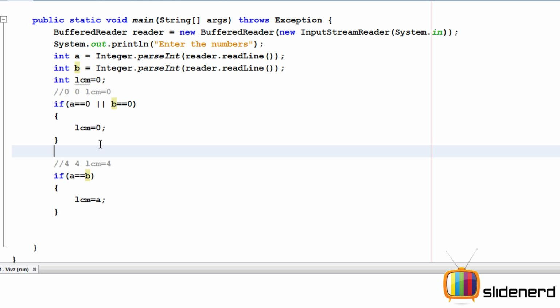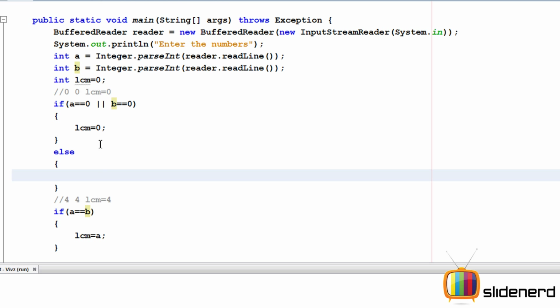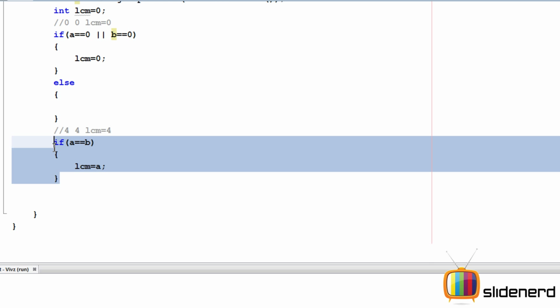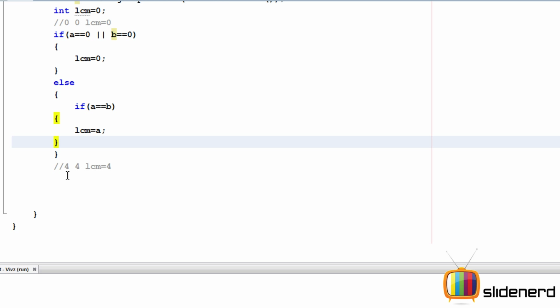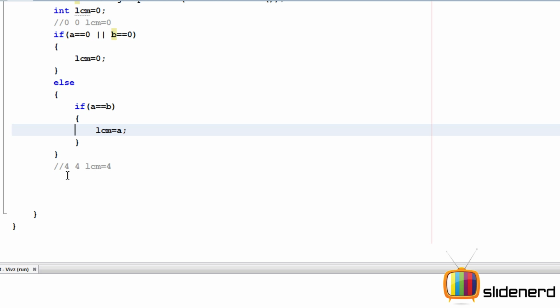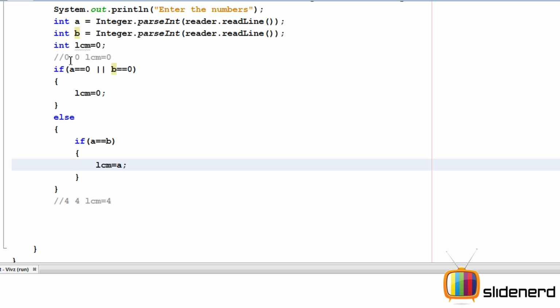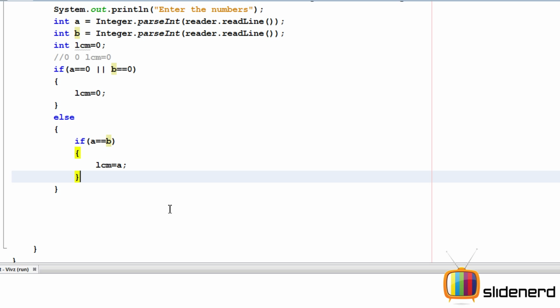So what I'm going to do is have an else over here instead. If one of the numbers is not 0, then only I'm going to go ahead and test for this. So now if both numbers are 0, so it's going to be over here, a is 0 or b is 0, the LCM is going to be 0. If both numbers are not 0, then it's going to go ahead and test for a equals b, all right? So this entire condition is going to come inside this else condition over here.